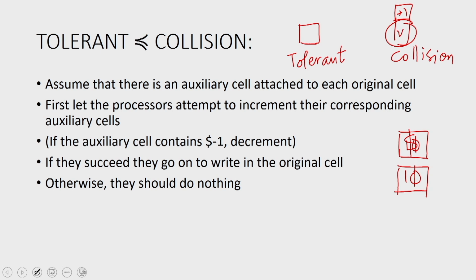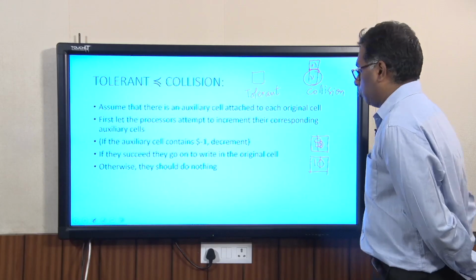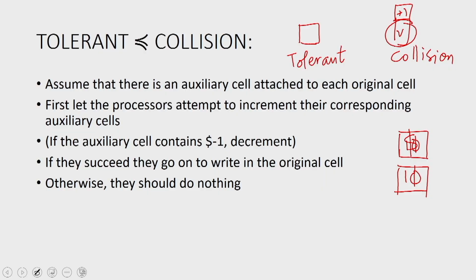So, what this shows is that a step of a tolerant algorithm can be simulated on the collision CRCW PRAM in order of 1 time. Therefore, an algorithm that runs on the tolerant model in t time can be simulated on the collision model in order of t time. Therefore, collision is at least as powerful as tolerant.